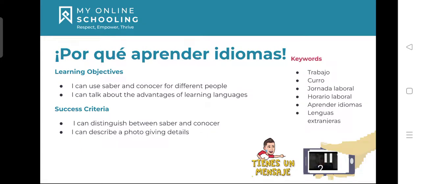Hola a todos, hoy vamos a hablar de las ventajas de aprender lenguas.